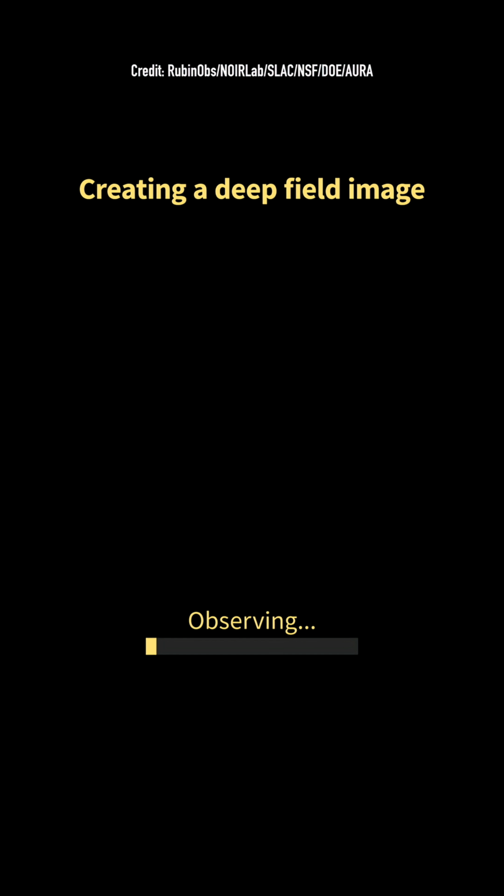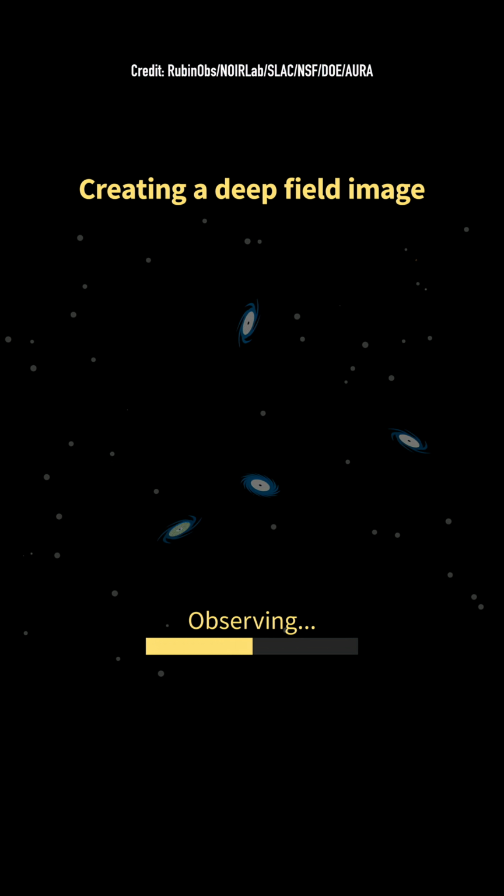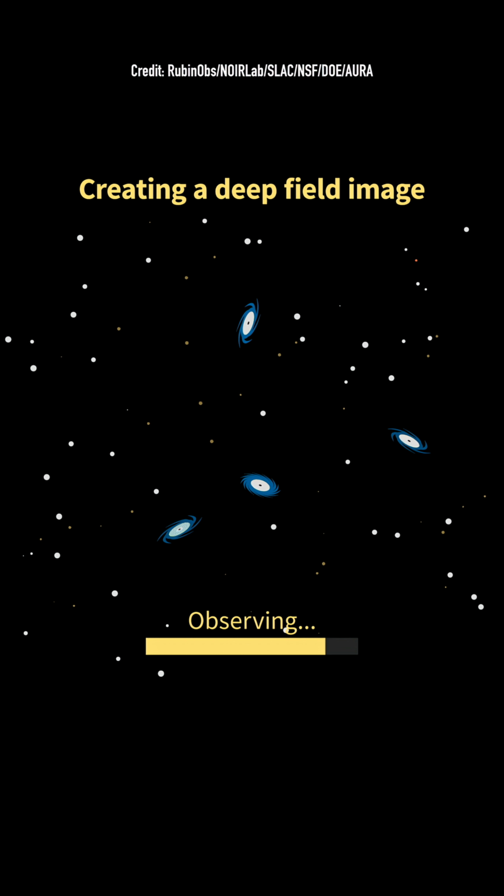So we use what's known as deep field images to do these kinds of galaxy counts, where you stare at the same patch of sky for a very long time in multiple exposures and add them together to detect as many faint things as you possibly can.